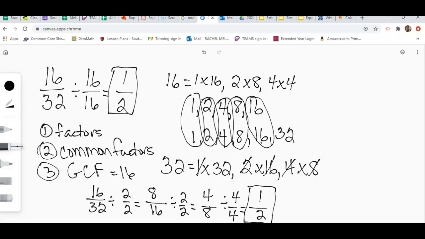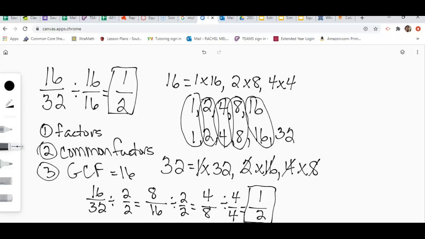Okay, so I can still get to my answer. Either I find my GCF and divide once, or I can start dividing by what I know and then just keep dividing after that. Either strategy will get you to your answer. You just have to decide which one. And sometimes it just depends on what the numbers are.